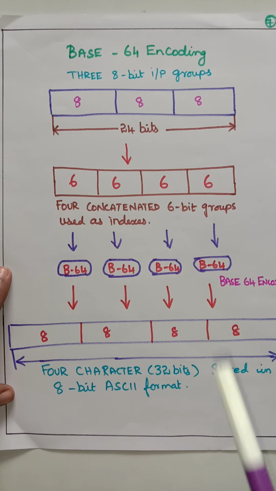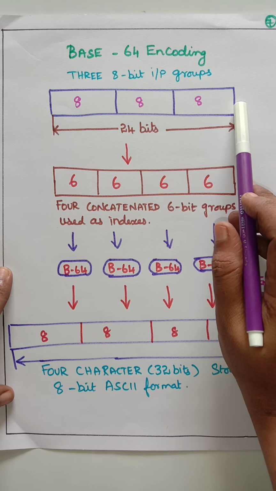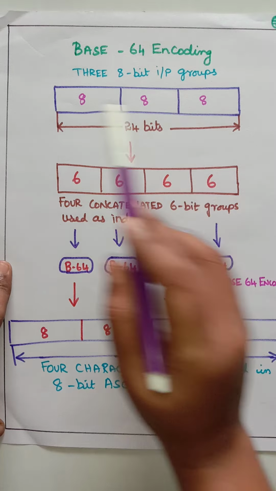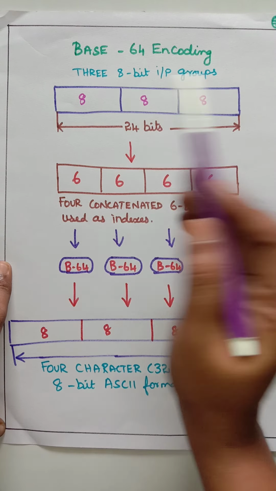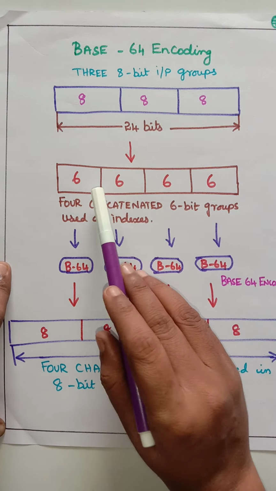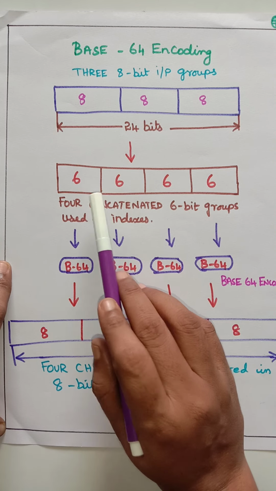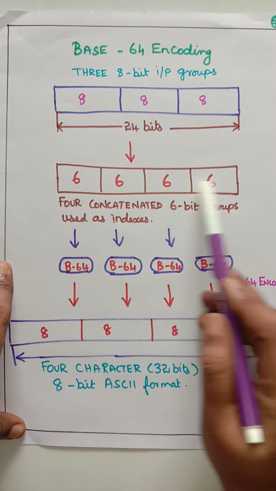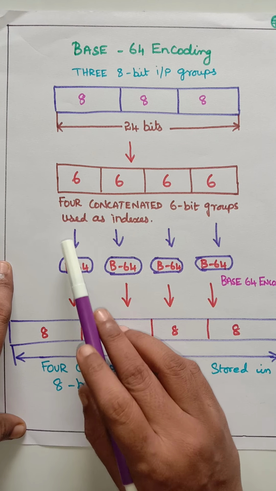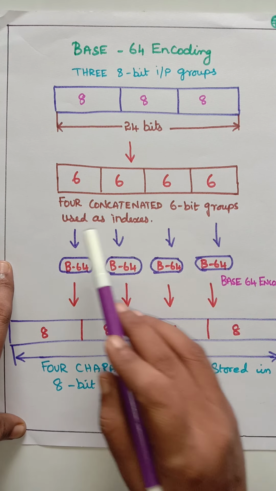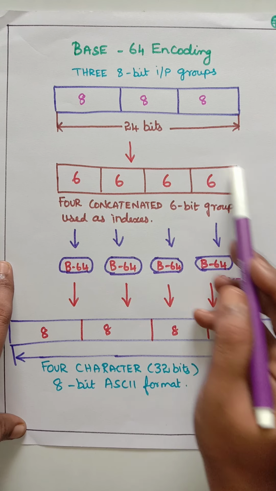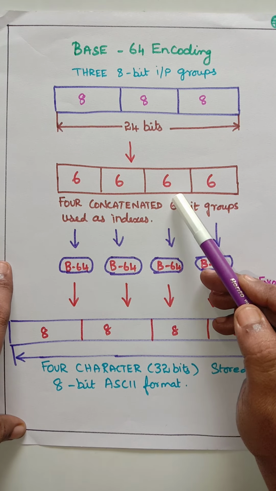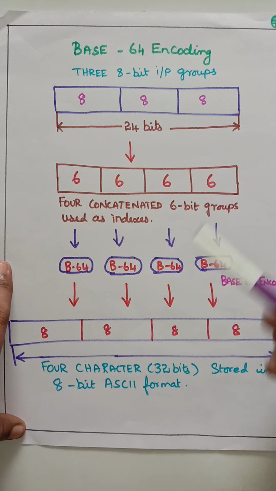The fourth topic is base 64 encoding. How it is encoded: a total of 24 bits, as 3 parts of 8 bits, gets converted into 6-bit format. So here also 24 bits, since 6 4s are 24 bits. 4 concatenated 6-bit groups are used as an index in base 64 encoding. The main aim of this is to convert your 24 bits into 32 bits.